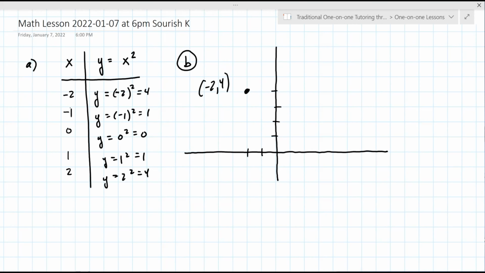The next point is -1, 1. So -1, 1 is right there. The next one is 0, 0. And then the next one is 1, 1. So that's right there. Okay. And then 2, 4. So you want to get all this down again. This is actually all review.